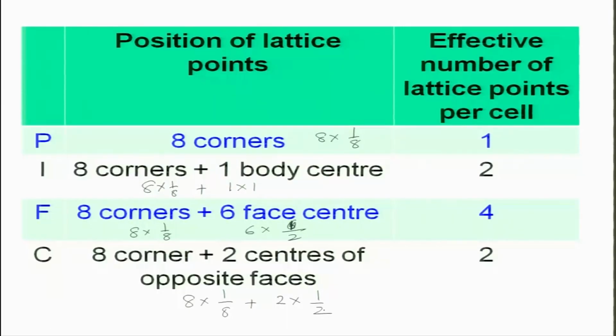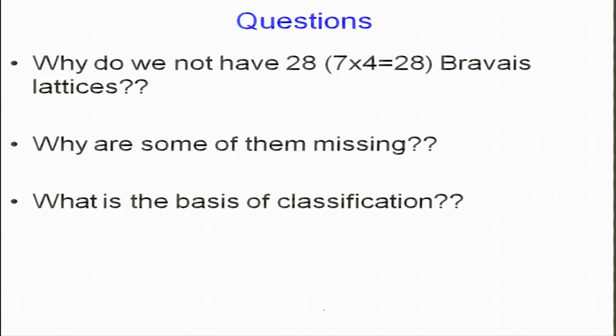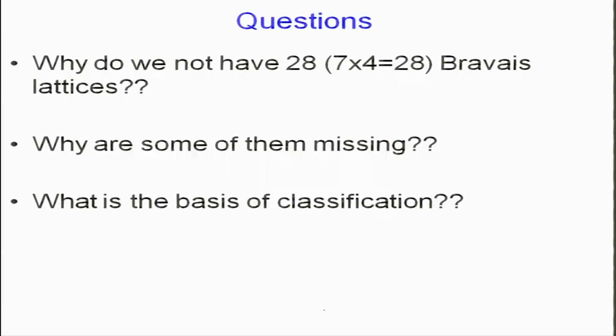So, the question that we now want to answer is, why do we not have 28? Because, as we saw in the case of orthorhombic, there are 4 possibilities. So why do we not have 28 Bravais lattices? Why do we have only 14 Bravais lattices? Why are some of them missing, and what is the basis of classification? The answers will be given by symmetry. So, these answers will lie in symmetry considerations.